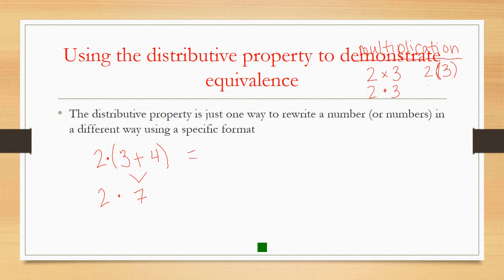So this means 2 times 3. Or I could even put the 2 and the 3 in parentheses, and that means 2 times 3. All of these mean 2 times 3. So just be aware of that.